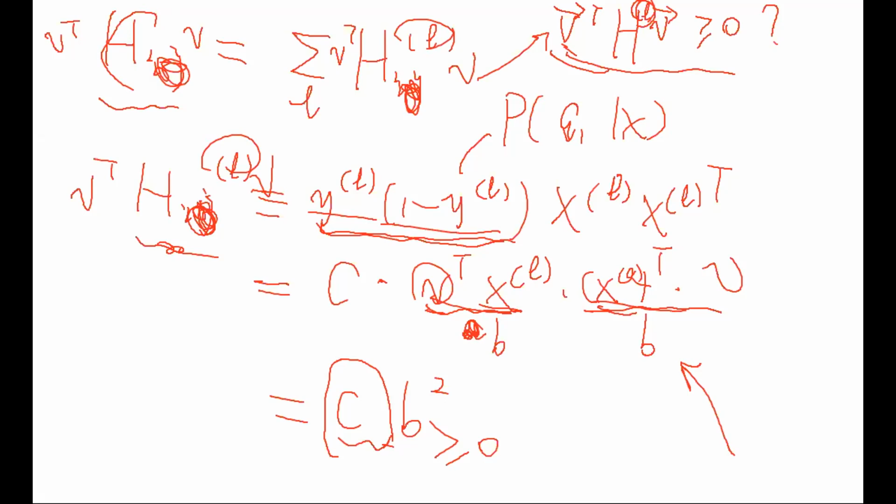This only holds for logistic regression. If you go to neural networks later, then it breaks. Only for logistic regression can we safely do this. Any questions?